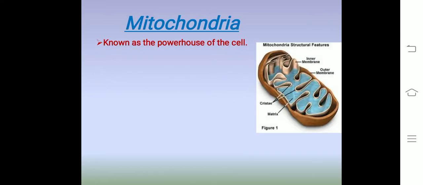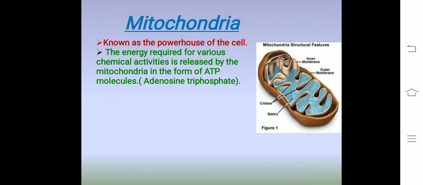Next cell organelle is mitochondria. Mitochondria are known as the powerhouse of the cell. The energy which is required for various chemical activities is released by the mitochondria in the form of ATP molecules. ATP stands for adenosine triphosphate molecules. ATP is known as the energy currency of the cell.